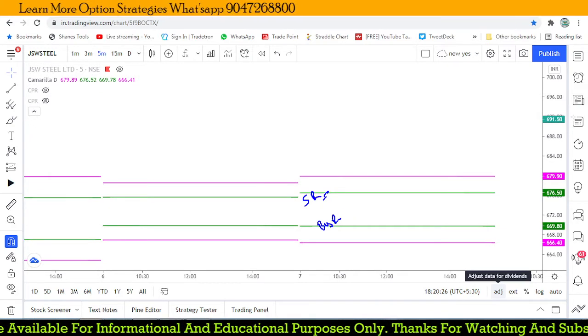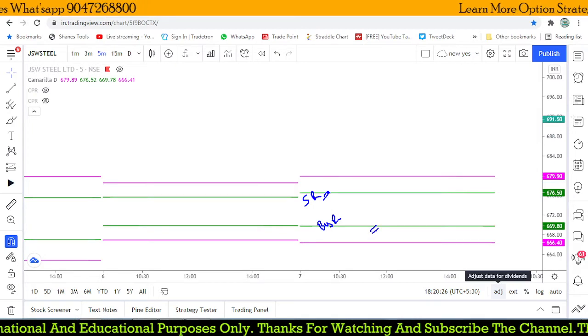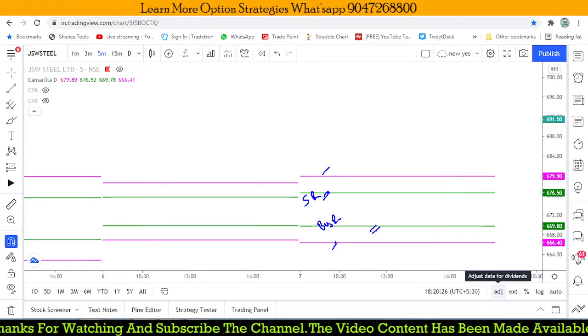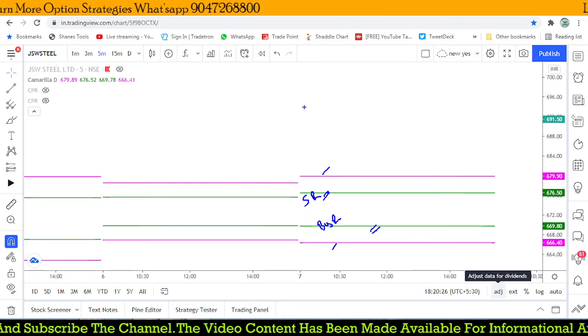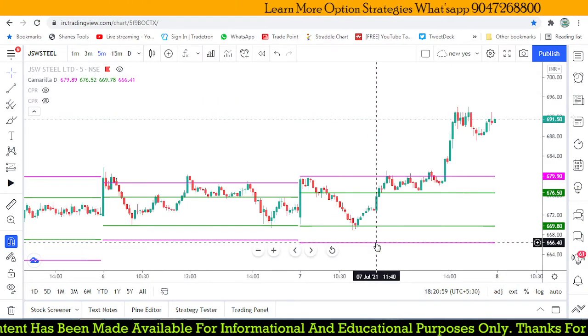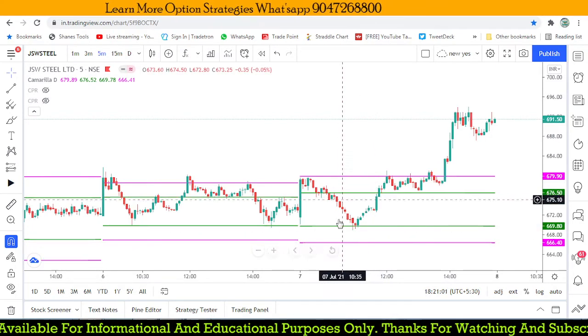Whenever the market touches this level, we are going to sell, and when it touches this level, we are going to buy. This is my stop loss for my selling trade, and this is my stop loss for my buying trade. And what happened on the stock today? Let's check it out. Here, initially the market opens in between the levels.